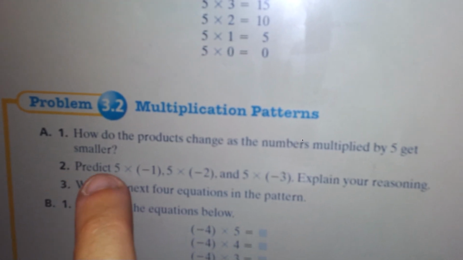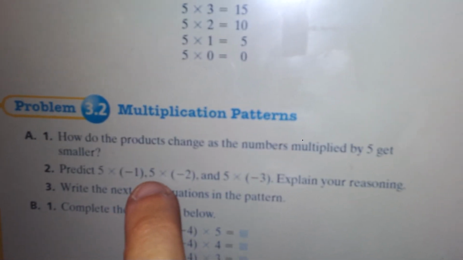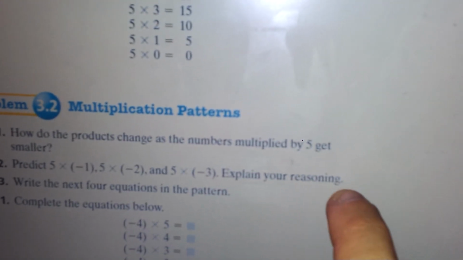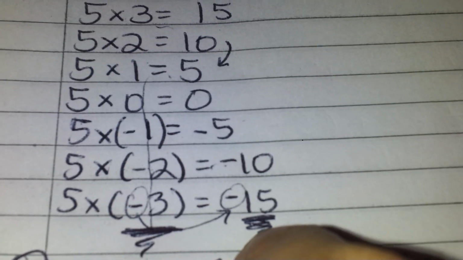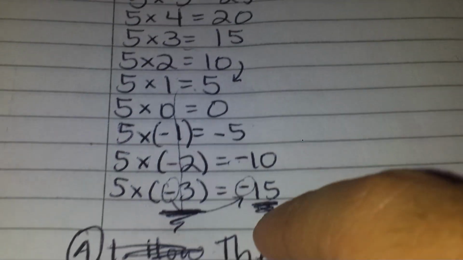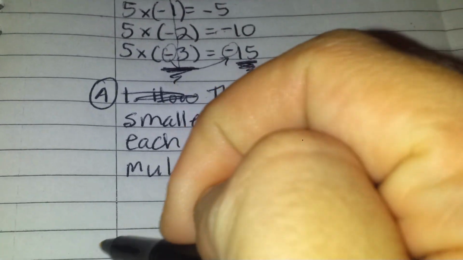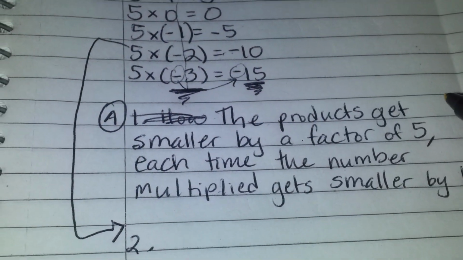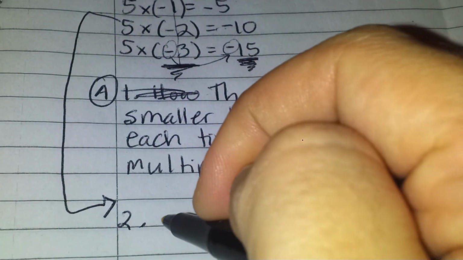Number 2 says, predict 5 times negative 1, 5 times negative 2, and 5 times negative 3. Explain your reasoning. Now, we've actually already solved number 2. We did it together. Remember? It said to solve these 3 problems. We already did it. So I'm just going to draw a little arrow. This is 5A part 2. And here's our solutions up here. But we still haven't explained our reasoning.